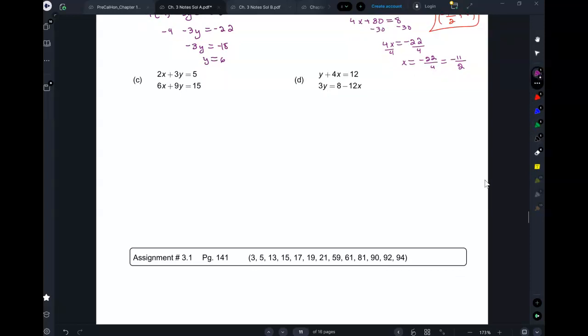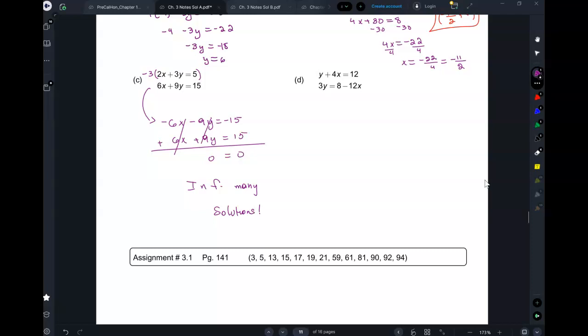Okay, so last but not least, two more. Okay, so this one, I'm going to multiply the top one by negative 3. So I'm actually going to write these on the bottom. Negative 6x, negative 9y equals negative 15. 6x, positive 9y equals 15. Oh my gosh, look at what happens. 0 equals 0. That's a true statement. This is infinitely many solutions. Right? So it happens here too.